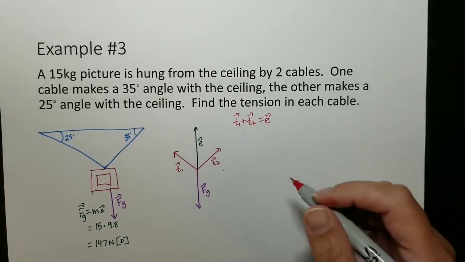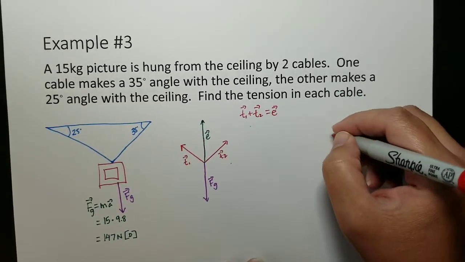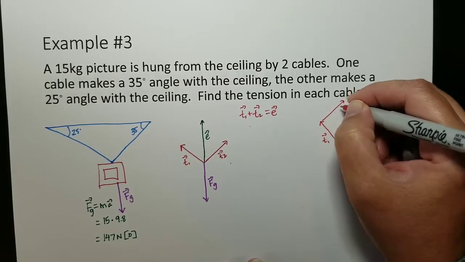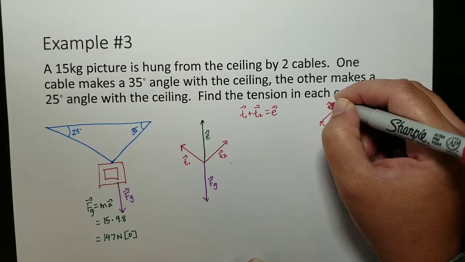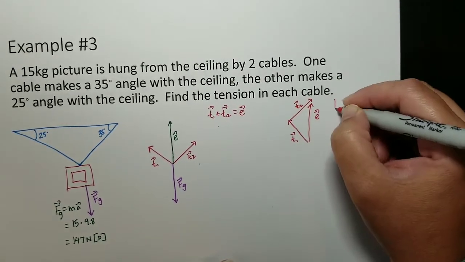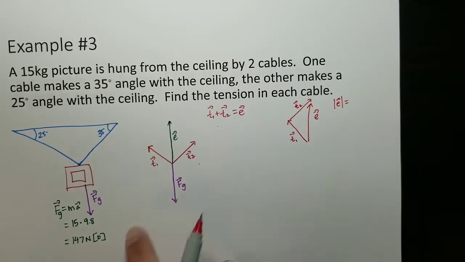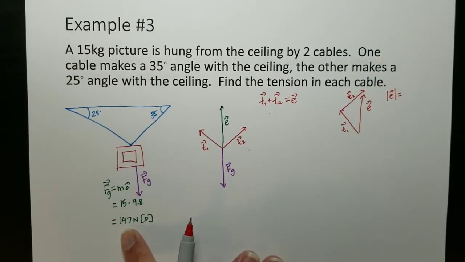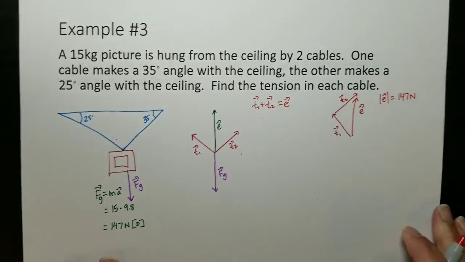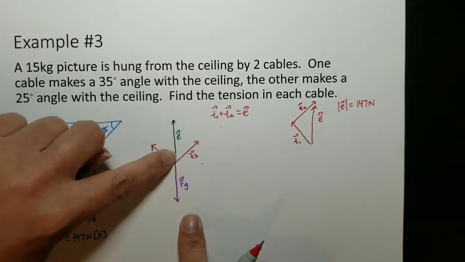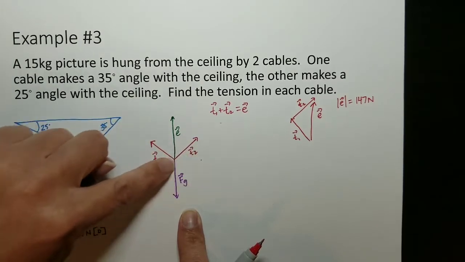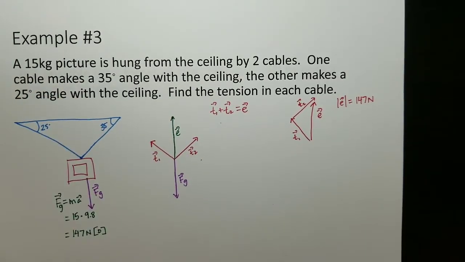and let me redraw this diagram here. I have T1 and T2. And I know that the magnitude of the equilibrium has to be equal, because this is not moving, to 147 newtons. So I can find force of gravity. I know the picture is not moving, so there must be an equilibrium. And then these two guys must add up to that equilibrium.